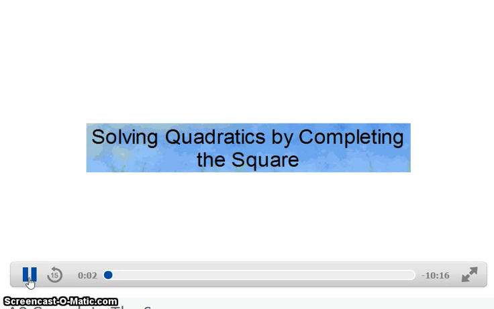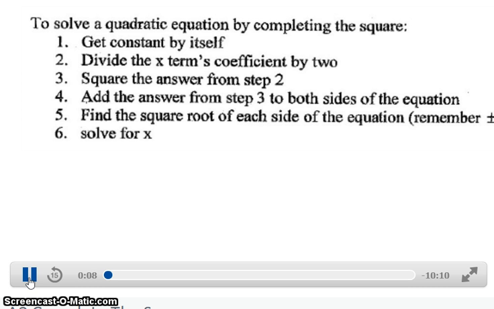This video is for Algebra 2, and it's going to be about solving quadratics by completing the square. To solve a quadratic equation by completing the square, the first thing you have to do is get the constant by itself. This is a little bit different from what we've been doing. We usually get everything on the same side. This time you want the constant on one side, your x squared and your x on the other.